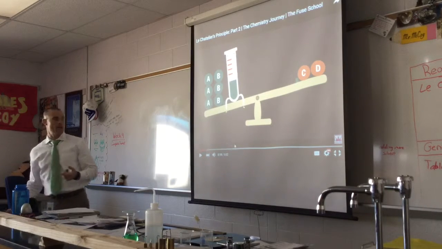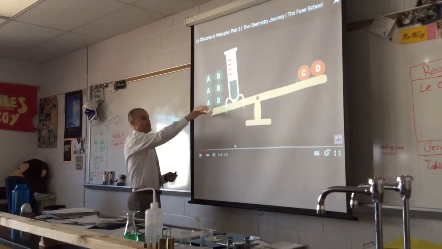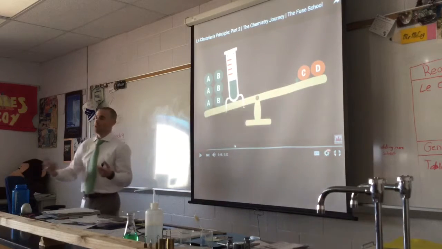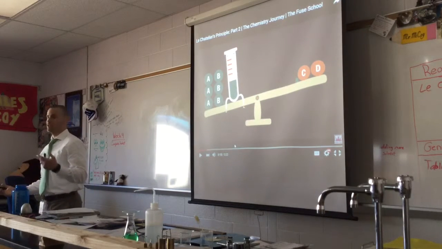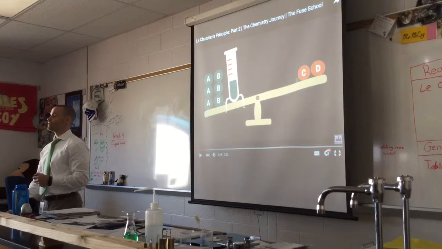So again, good animation. If we add a whole bunch of reactants, look what happens. It's disrupted. So what has to happen? Which way does it shift? Some of it has to shift on the right. Yes.